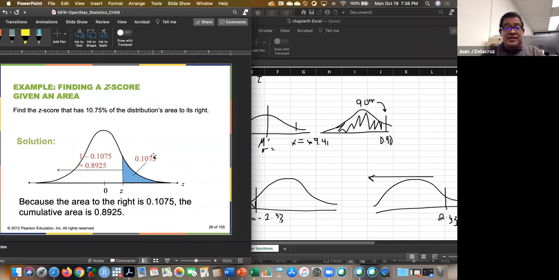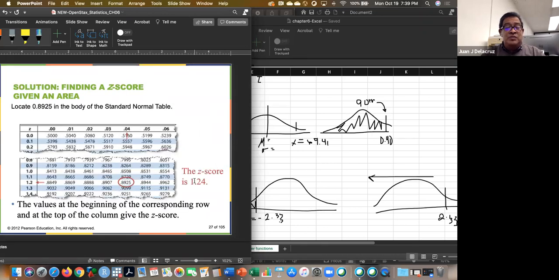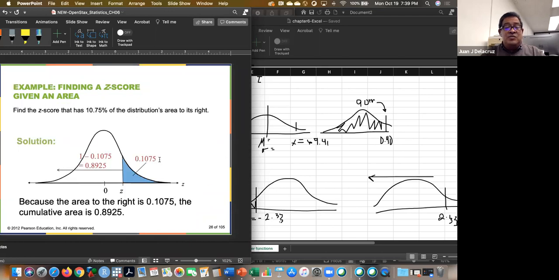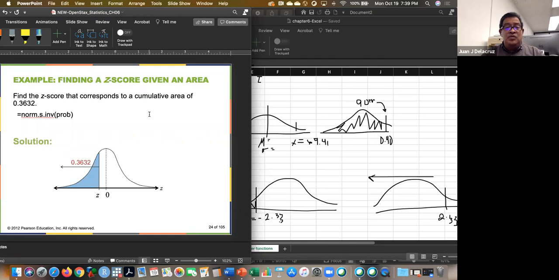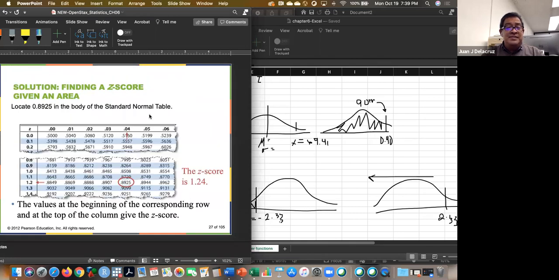So we have another example. This is the one that we did, the top 10.75%. So that was the way it was computed. In this case, you don't know the area to the right, but you know the area to the left. So you can find the area that lies to the left, and that's going to be the value of the z-score. So we use that nice code for Excel. That was very easy.